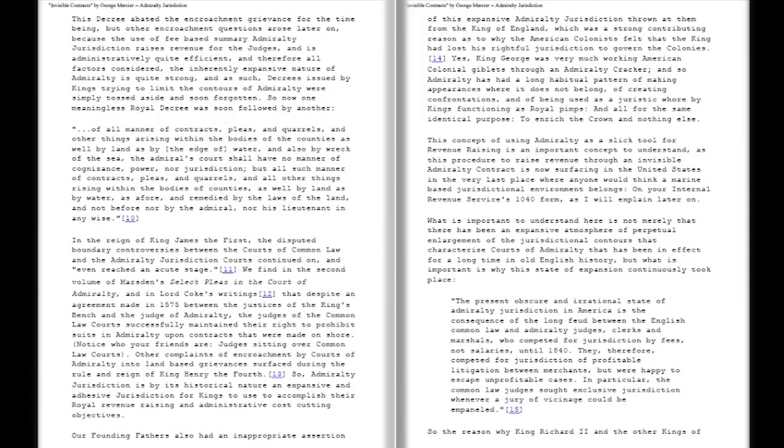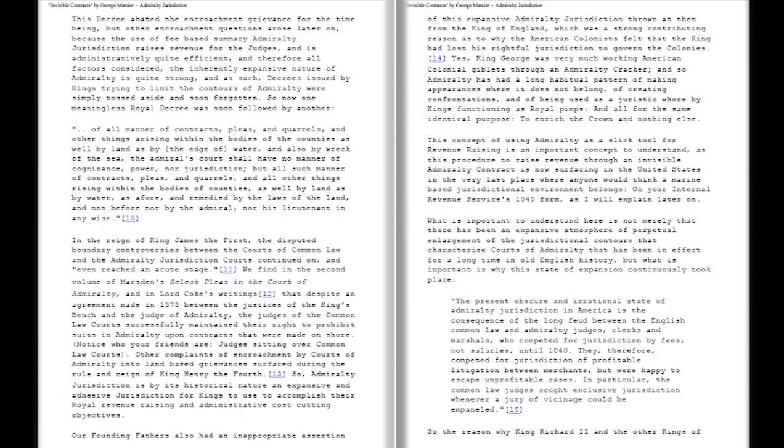This concept of using admiralty as a slick tool for revenue raising is an important concept to understand, as this procedure to raise revenue through an invisible admiralty contract is now surfacing in the United States, in the very last place where anyone would think a marine-based jurisdictional environment belongs, on your Internal Revenue Service's 1040 form, as I will explain later on.